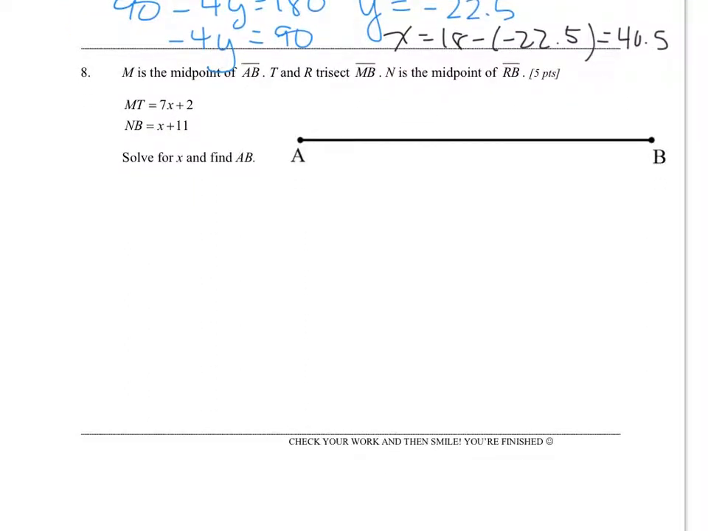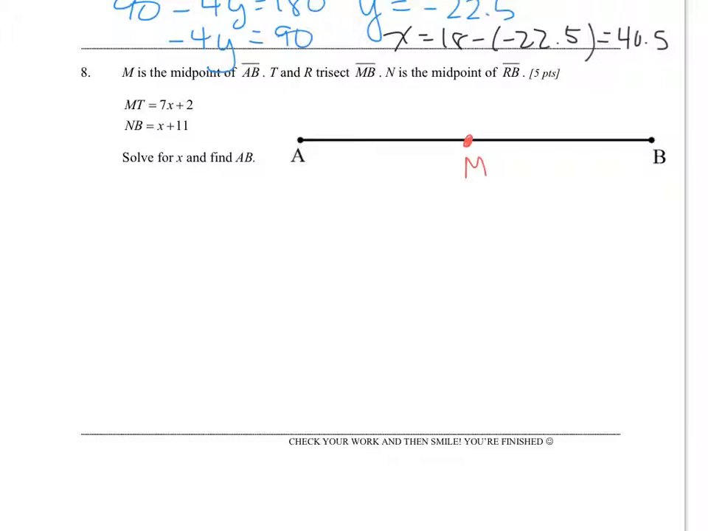This last one here, M is the midpoint of AB. T and R trisect MB. N is the midpoint of RB. Okay, so it's a lot of information here. And we need to use the information and just kind of mark up our diagram. So M is the midpoint of AB. So we can put a point right there, midpoint.